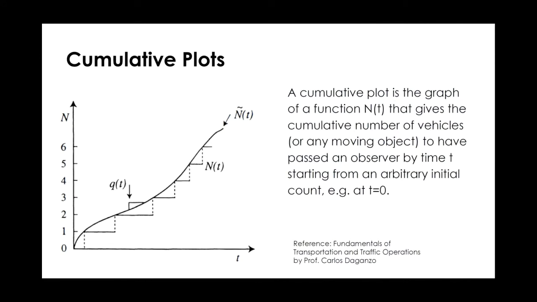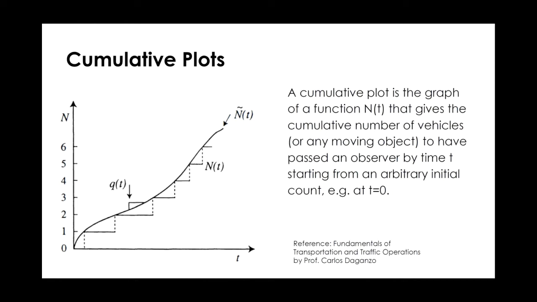A cumulative plot is a graph of a function n that gives the cumulative number of vehicles, or actually any moving object. It doesn't have to be vehicles. It could be pedestrians, bicycles, buses, ants, animals, birds. So anyways, n is a function that gives the cumulative number of vehicles to have passed an observer by time t, starting from an arbitrary initial count, let's say 0 at time t0.